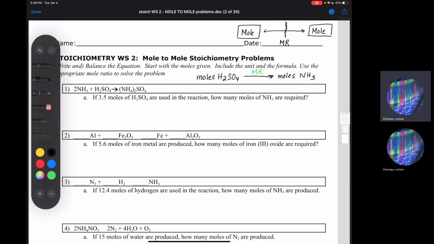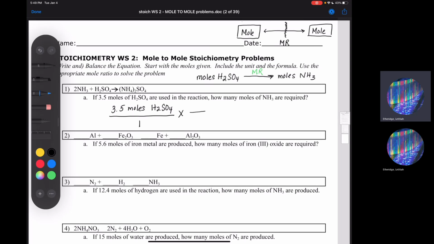All right, let's set up the problem. We're going to set these up just like the other conversions that we did at the end of the semester. Remember, we're only doing a 1-to-1 conversion. I broke down all of the conversions, training wheels, right? We're just going from mole to mole. So I'm going to start with what I know, which is 3.5 moles of sulfuric acid. As usual, we're going to take what we know and put it over 1.